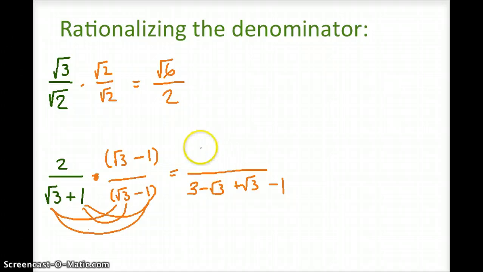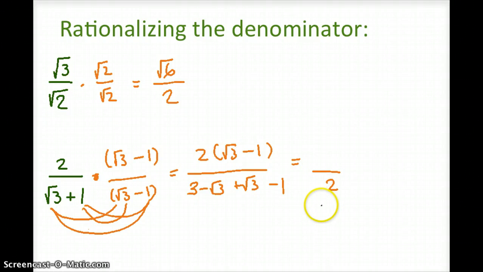And if we multiply the numerator, we get 2 times root 3 minus 1. But when we simplify the denominator, we can do root 3 plus root 3, which is just 0. So we have 3 minus 1, which is 2. And so now we have gotten rid of the radical in the denominator. So then we have 2 times root 3 minus 1 in the numerator. And in this case, we can simplify this even further by dividing by 2, and then we just get root 3 minus 1. So that would be our answer.